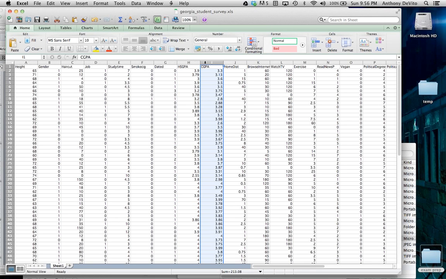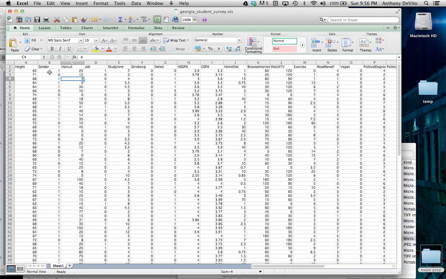Normally with this, you'd have a code book. The code book would just be really a list. It would tell you, for instance, that haircut represents number of days since their last haircut. Gender represents one for, say, male, zero for female. And HSGPA represents high school grade point average, college grade point average, CGPA, and so on. So you'd have a code book that would explain all this so that you wouldn't have any errors. And for instance, for dated, which one represents dating?